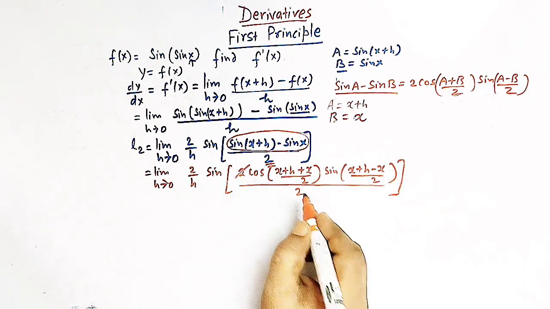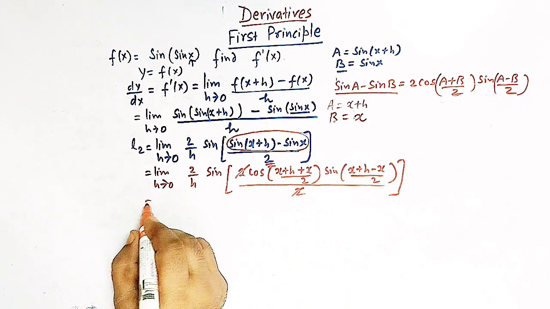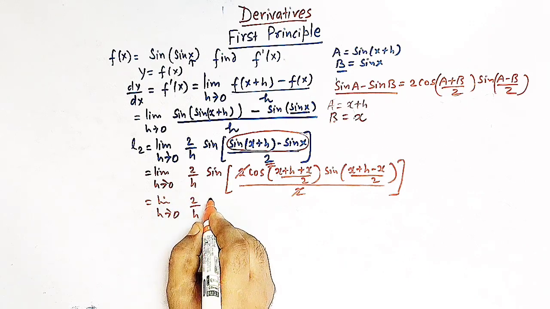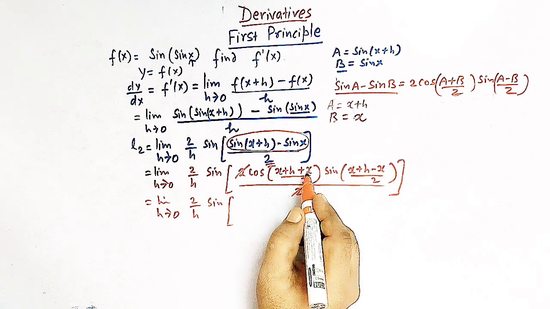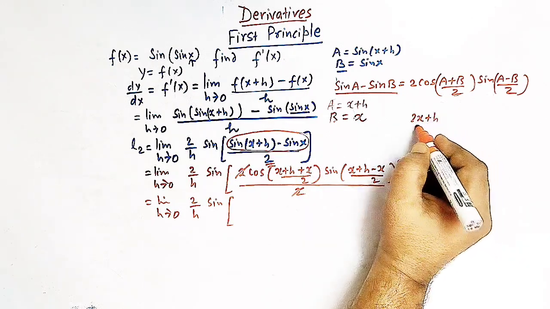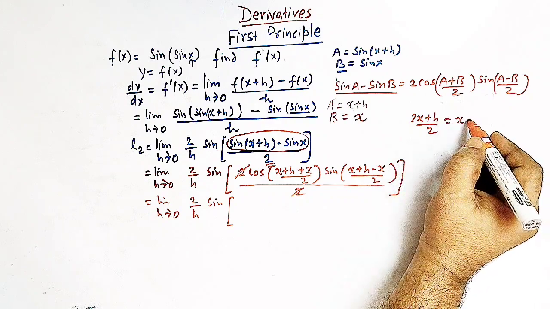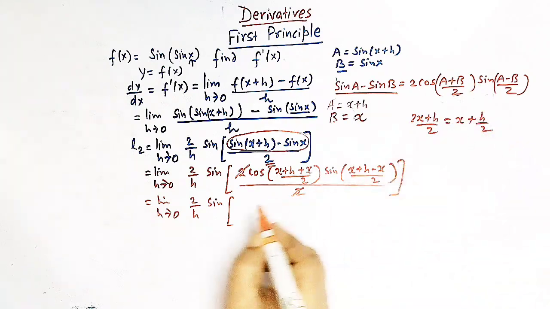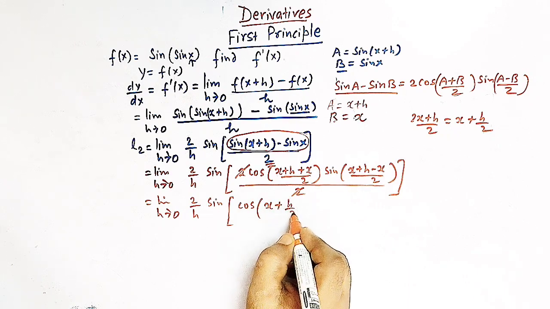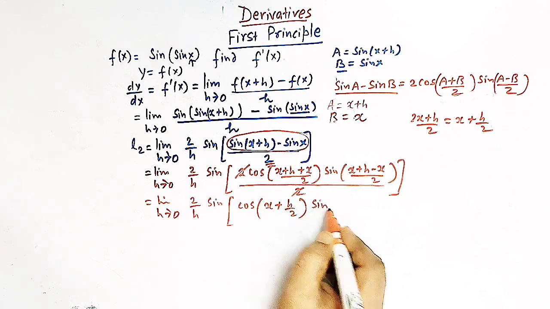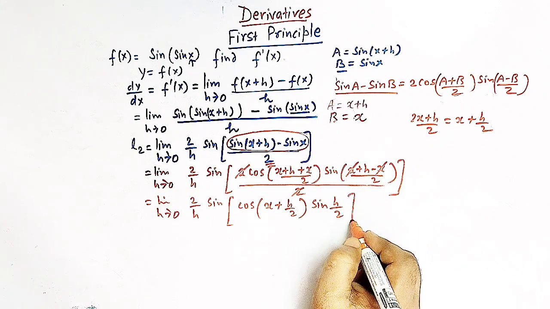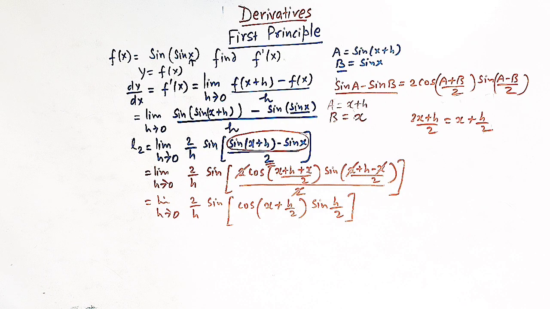So now this 2 and this 2 get cancelled. We have limit h tends to 0, 2 over h sine, and here we have x plus x, 2x. So we have 2x plus h over 2, which can be written as x plus h over 2. So here we have cos x plus h over 2, and then we have sine x and x get cancelled, so we have sine h over 2, right?